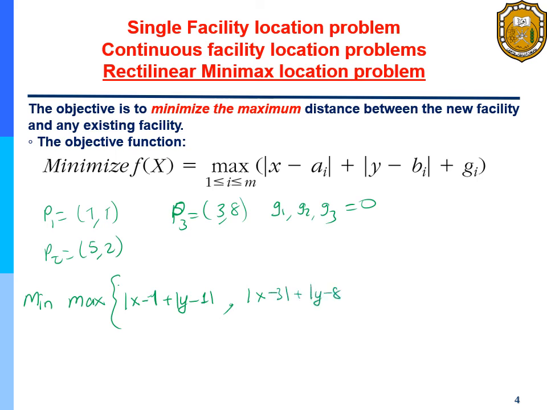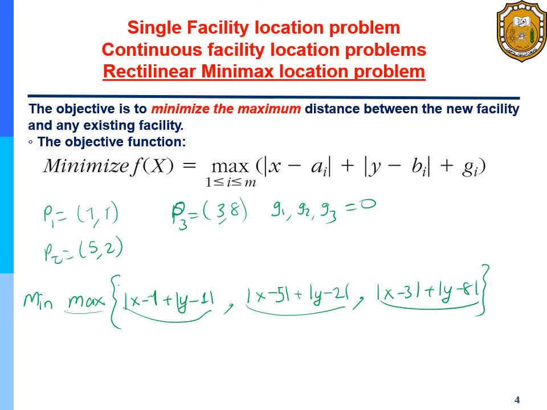Sorry, let's write the P2 first, then P3. So absolute value of x minus 5 plus absolute value of y minus 2, and absolute value of x minus 3 plus absolute value of y minus 8. So we want to minimize the maximum of these 3 values.